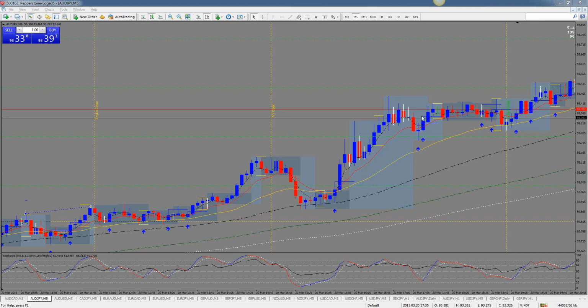We don't wait for the finish of the candle. We're in that trade as long as everything is in order. As long as everything is in order.